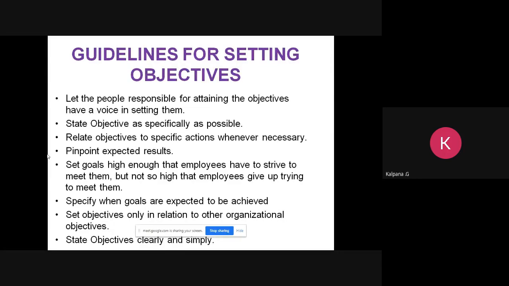And objectives should be in a document. It should be documented, in a written form. And objectives should be challenging and reasonable. And they should clearly indicate the organizational mission and also work in correlation with the organizational goal. So these are the main points that should be covered in setting the objectives.